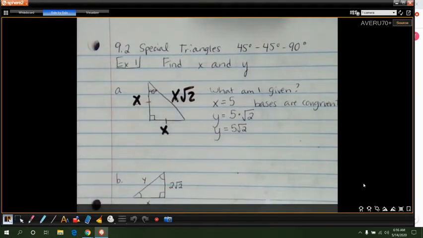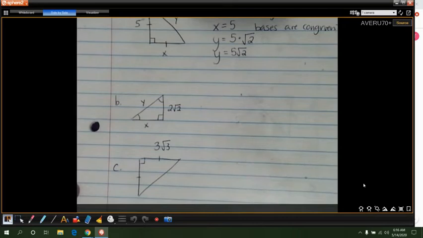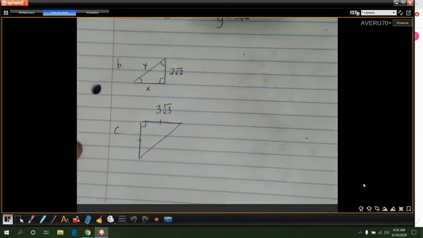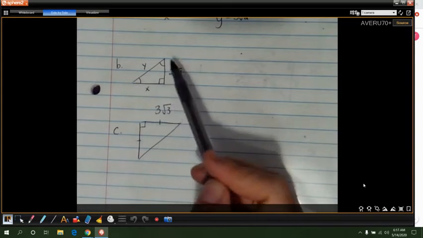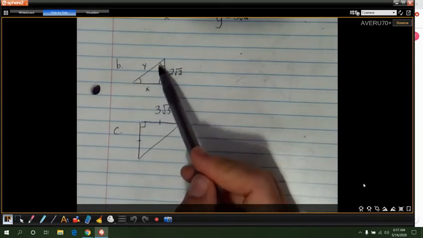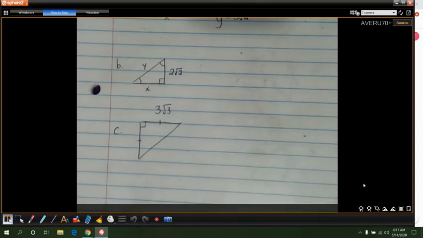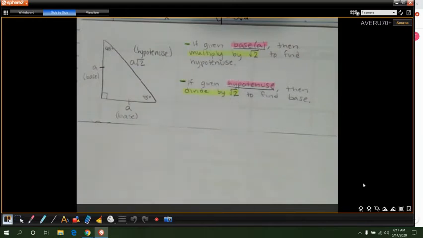Okay, so for part B, I tried to draw these looking slightly different, and this one actually does not look like a 45, 45, 90 triangle, but it is because it shows these two angles are congruent. And since these two angles are congruent, that means this is an isosceles triangle. And since it's an isosceles right triangle, that makes this 45, 45, and 90. So ask yourself, what am I given? If I'm given base, I will multiply. If I'm given hypotenuse, I divide.